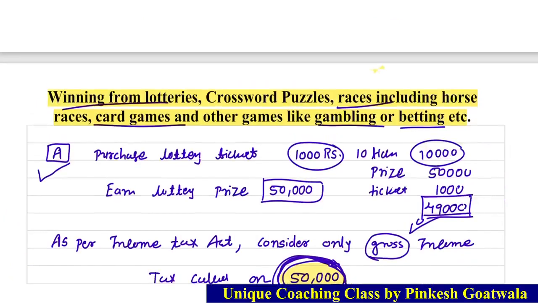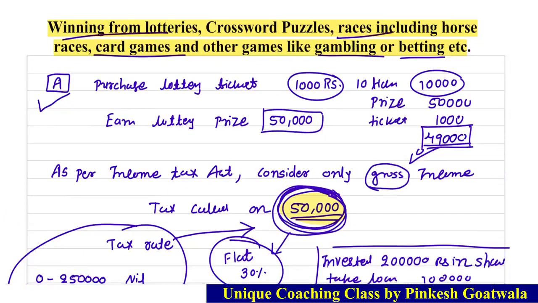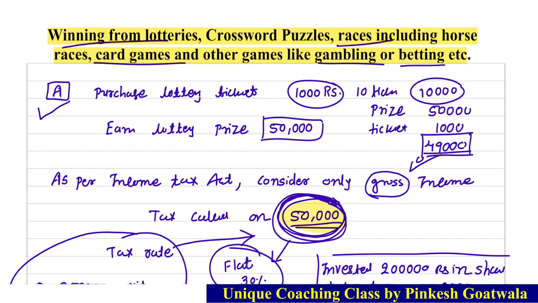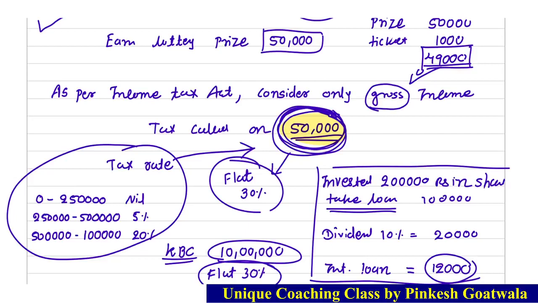What is the rule? First, any expense. Any expense done by SSC regarding this income will not be deducted. No expense incurred will be allowed as a deduction. Okay, first point. Second point, there is a directly 30% flat tax charge on this income.